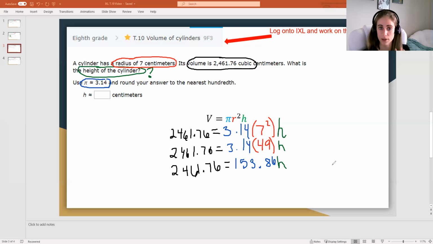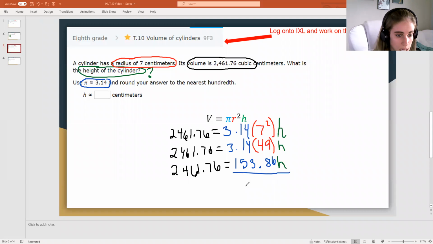All right, now this next step is the first one that actually is a little bit different because we want to solve for h. We have a one-step equation, which you guys have been doing since 6th grade. What do we need to do to get h by itself? Divide, because whenever you are working with equations and you're moving something to the other side of the equation, you do inverse operations. So inverse, the opposite. Right now, we have multiplication. So the inverse of multiplication is division. Let's divide both sides by 153 and 86 hundredths.